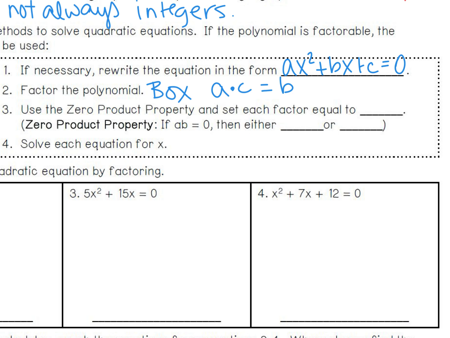We're going to, after we get our factors, set each factor equal to 0, and solve it. So if A times B equals 0, then either A equals 0 or B equals 0. We'll look at that a little bit more. And then we're going to solve for x. So we're going to take you through these steps.